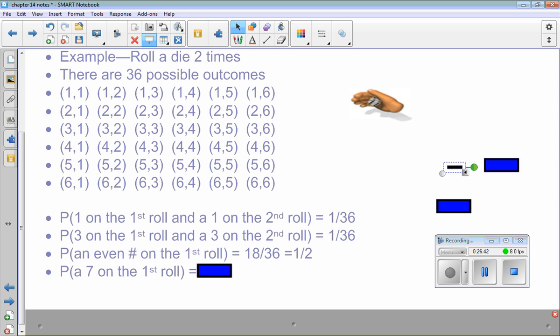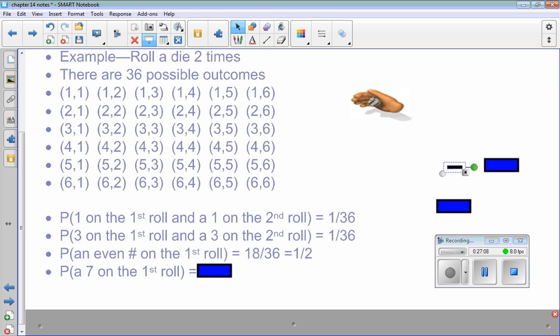All right, a 7 on the first roll. Doesn't happen. Is it okay to have a probability of 0? Probability of 0 means it never happens. Okay? What's the probability that something always happens? 1. So a probability is always going to be between 0 and 1. Okay? And that is something you probably should know. If you don't want to write that down, I would. Probability 0, it never happens. Probability 1 is it always happens.